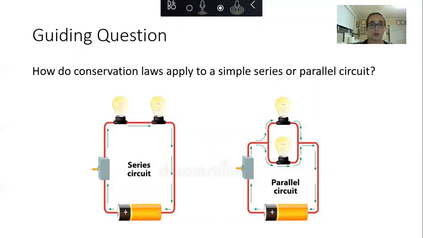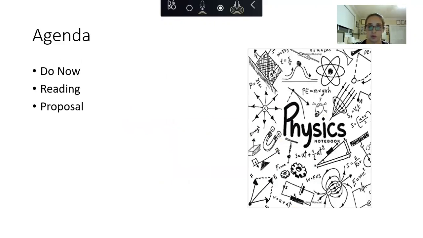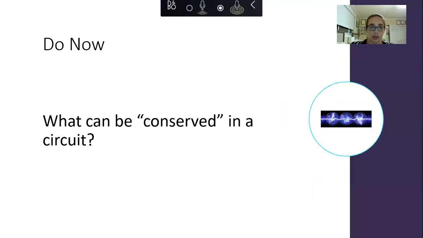So how are we going to be doing this? This is going to be a 3-day investigation, and today we're starting by doing our proposal. In order to create our proposal, first we're going to do a quick do now, then a reading, and then you're going to take some time to write this proposal. So before we start, let's take a few minutes to answer this do now.